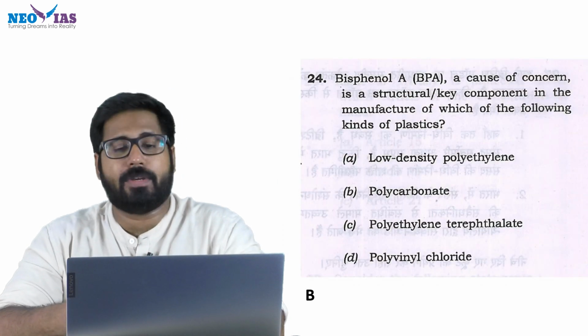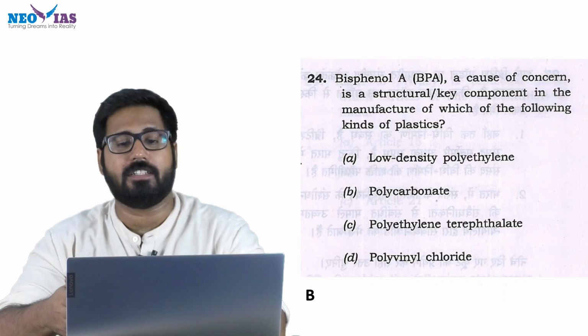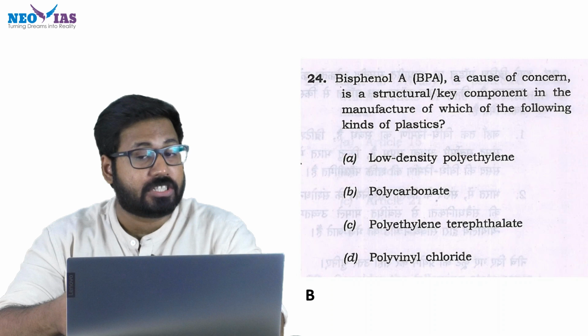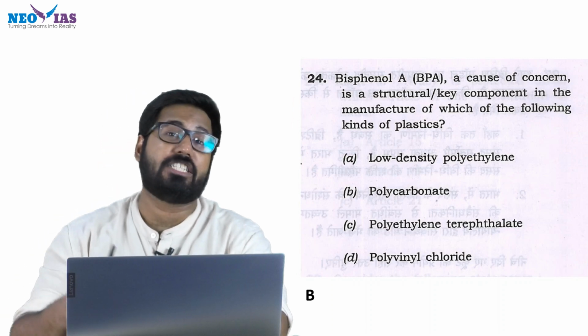Now coming to the next question, which is bisphenol A or BPA is a cause of concern. It is a structural or key component in the manufacture of which of the following kinds of plastic?